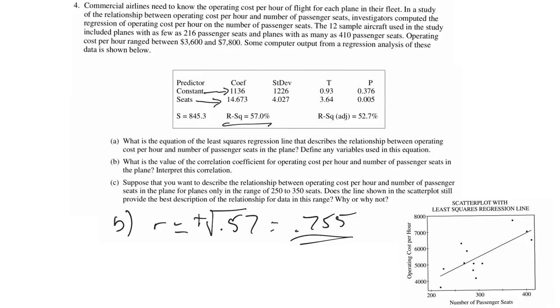For part C, suppose you want to describe the relationship between the operating cost per hour and the number of passenger seats only in the range of 250 to 350 seats. It feels weird to say range because it's really the domain, but we're thinking about the values. Does the line shown in the scatter plot provide the best description of the relationship for data in this range?